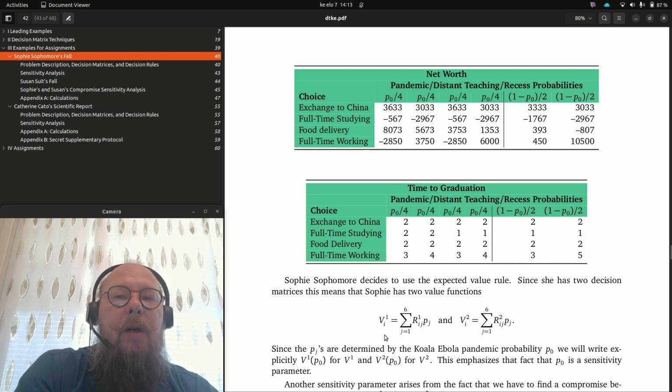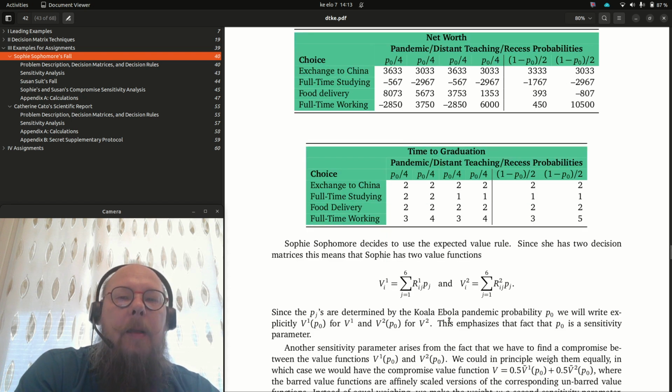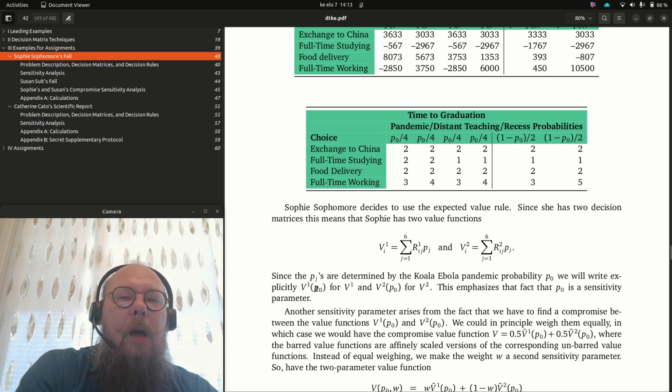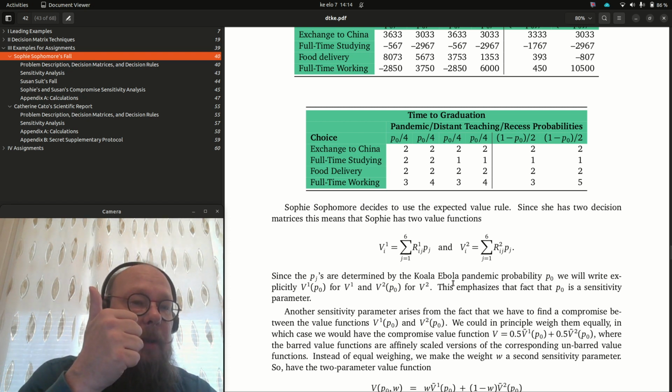So we have two value functions, v1 and v2, and then for v1 for I is the rewards weighted by the probabilities, and same for v2. So this means that we are using the expected value rule. And sometimes we write it v1(p0) and v2(p0) to emphasize the fact that both v1 and v2 depend on this Koala-Ebola pandemic probability p0. So to emphasize that p0 is a sensitivity parameter. So we have one sensitivity parameter at the moment.